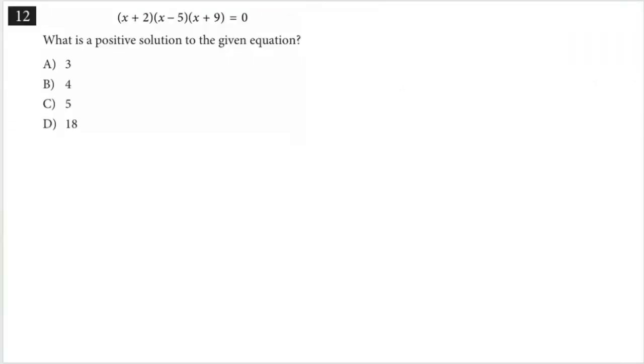Question 12. So we have this expression, which is a cubic equation. It's factorized. You can see that there are 3 factors. What is the positive solution to the given equation? So we know that x plus 2, if you put it equal to 0, one of the solutions is going to be -2. The second solution is going to be +5. And the third solution is going to be -9.